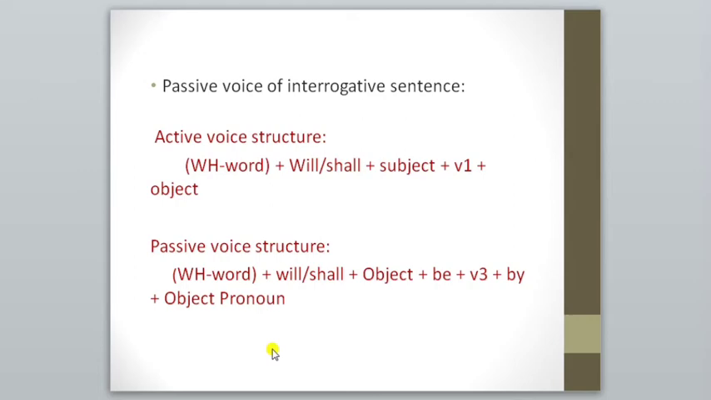Now, after this, we have to see the interrogative sentence of simple future tense. See, what did we do while learning passive voice? We learned the passive voice of simple sentences also, that is the statements: affirmative statements, negative statements, and interrogative sentences. We did the practice of all types of sentences. Now, the passive voice of interrogative sentences.